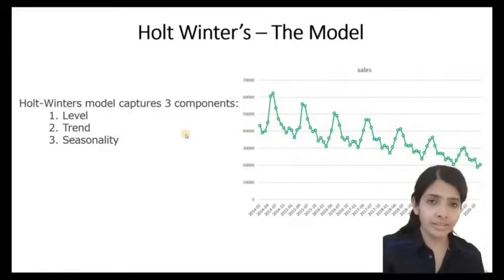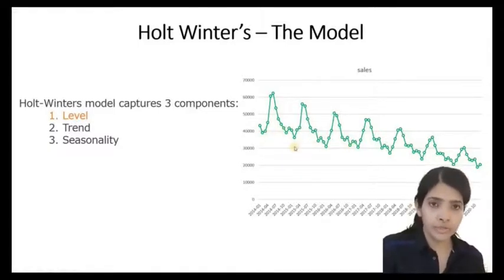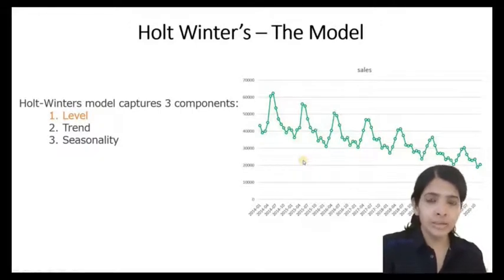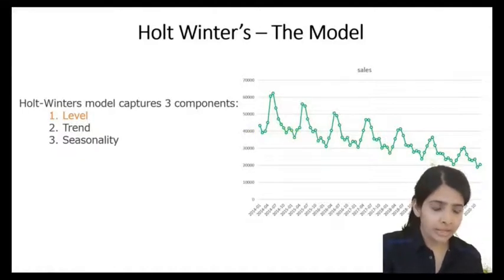The Holt-Winters method factors in three components of a series. The first is level, and it refers to different values of a series at different points of time. To state it statistically, it means the local mean at different points. Like around this part the level is 40,000, and if we come down to this part the data levels around 20,000.